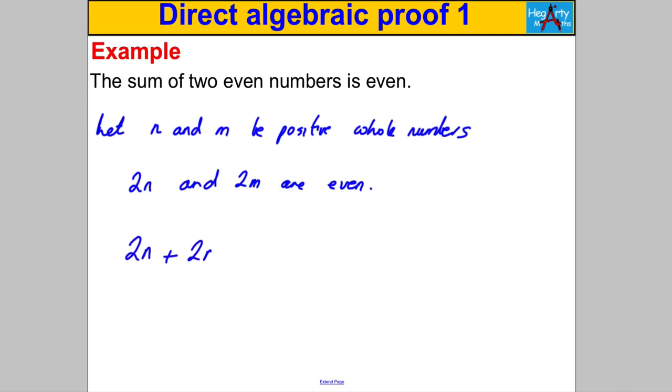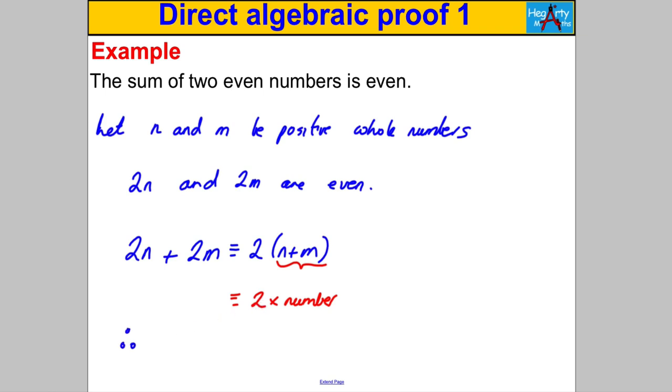2n add 2m. What we could do is factorize the 2 out of that. That's 2 times (n add m). And look, this is of the form n add m. If n was a positive whole number and m was a positive whole number, if you add them together, they're definitely a positive whole number. So this is of the form 2 multiplied by a number, where the number is a positive whole number. So when I added this and this, I got something of the form 2 times a positive whole number. Therefore this whole thing must be in the 2 times table. This thing must be even.